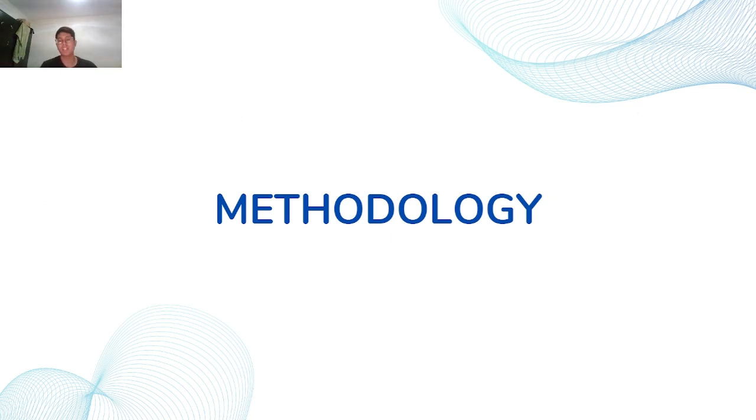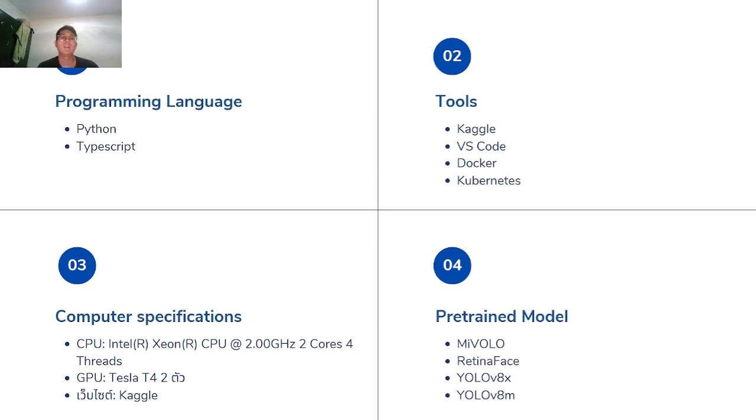Next is about the methodology. We use Python as the programming language and TypeScript for web development. For tools, we use Kaggle to find data, VS Code for development, and Docker and Kubernetes for deployment. The computer specification is an Intel Xeon CPU 2.00 GHz with 2 cores and 4 threads. For the GPU we use a Tesla T4, and for the website we use Kaggle.